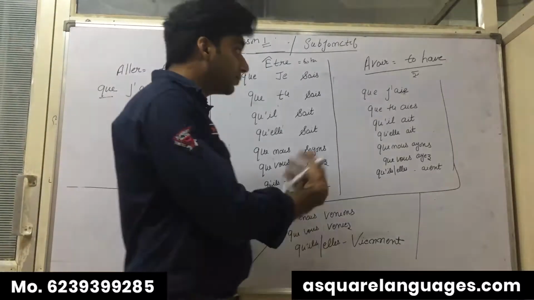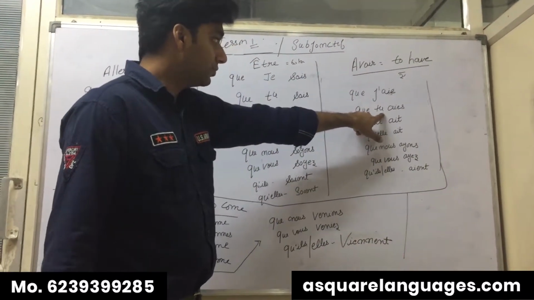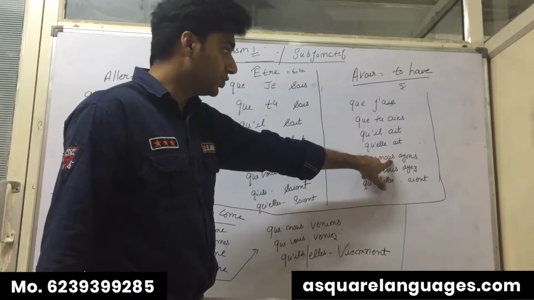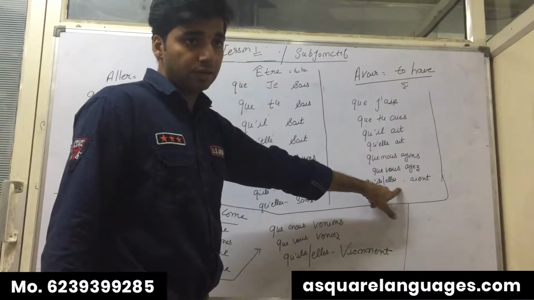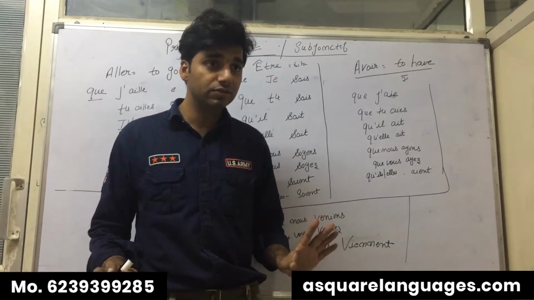Yes. Okay. My subjonctif is: que j'aie, tu aies, il/elle ait, nous ayons, vous ayez, ils aient, elles aient. C'est clair. C'est très simple. Ce n'est pas difficile.